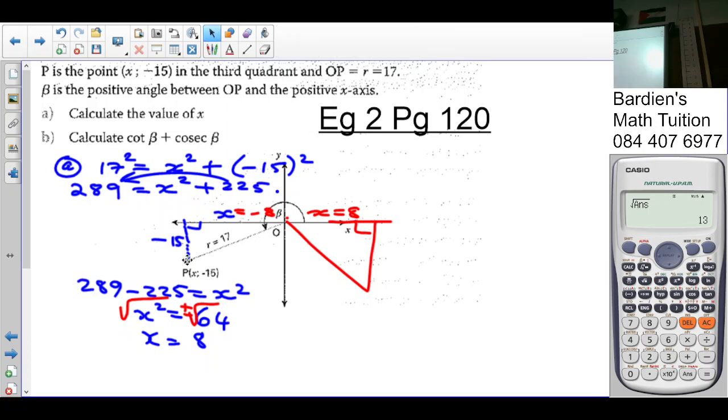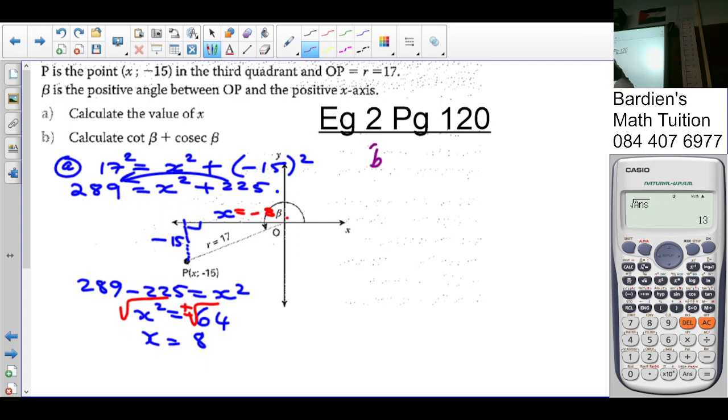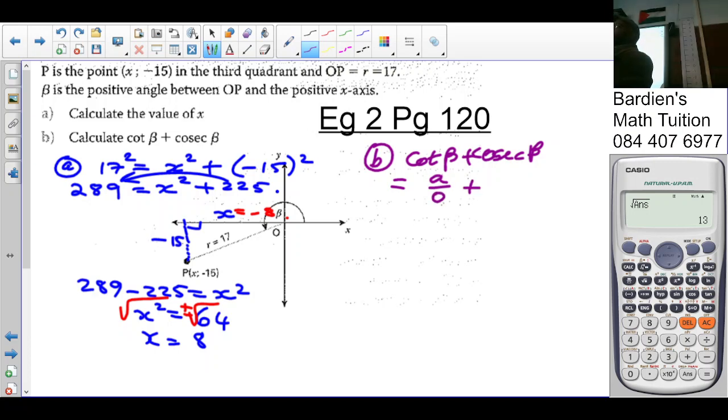Then coming to the B part of the question, we are told to calculate cot beta plus cosec beta. Now cot is the reciprocal of tan. Tan is O over A, so cot will be A over O. Cosec is the reciprocal of sine. Sine is O over H, so cosec is H over O.